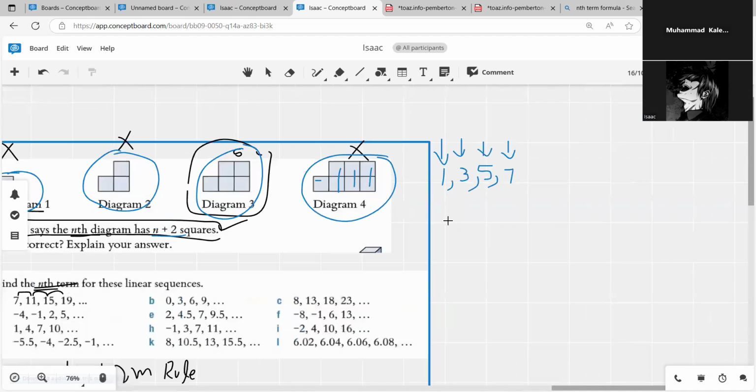So now we can easily find the nth rule here. How? By just implementing the formula. Tn is equal to 1 plus (n minus 1) d, because here the first term is 1. What's the difference? I can clearly see the difference is 2. 3 minus 1, 2. 5 minus 3, 2. 7 minus 5, 2. And remember, we will be able to implement this formula only if the difference is the same. If the difference is not the same, we cannot use this formula.